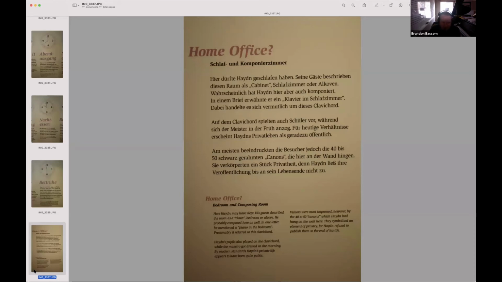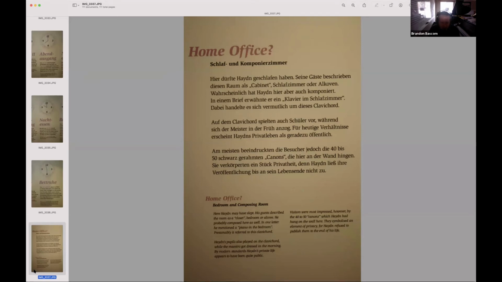So in this home office, Haydn may have slept. His guests described the room as a closet, bedroom, or alcove. He probably composed here as well. In one letter, he mentioned a piano in the bedroom. Presumably, it referred to this clavichord. Haydn's pupils also played on the clavichord, while the maestro got dressed in the morning.